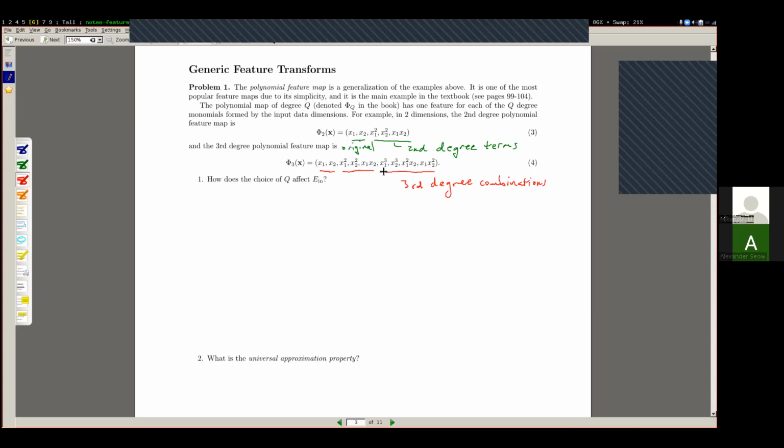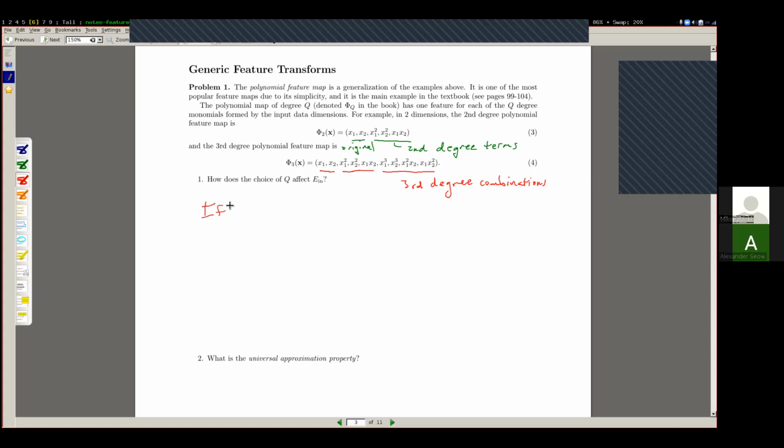So x1 times itself 3 times, x2 times itself 3 times, x1 squared x2, x1 x2 squared. And so down here, how does the choice of Q affect our training error? Well, in particular, let's make sure I write this correctly.